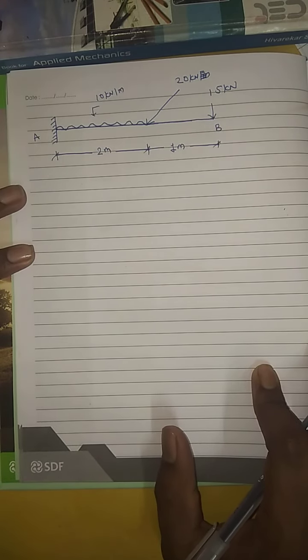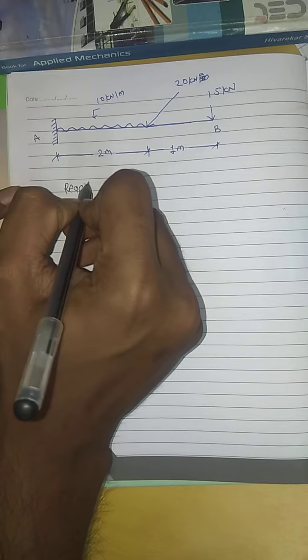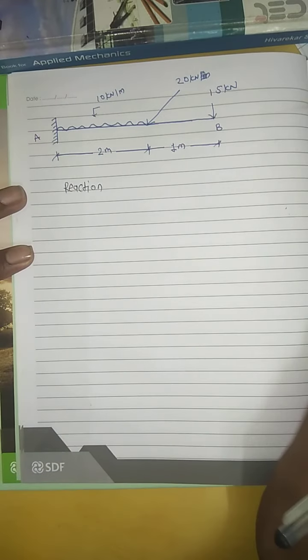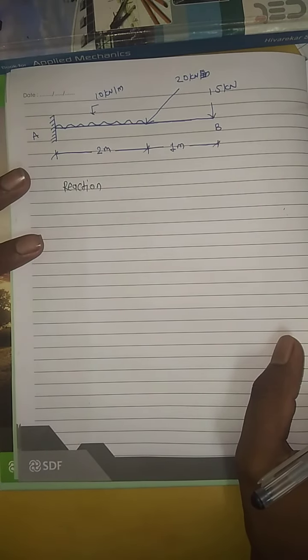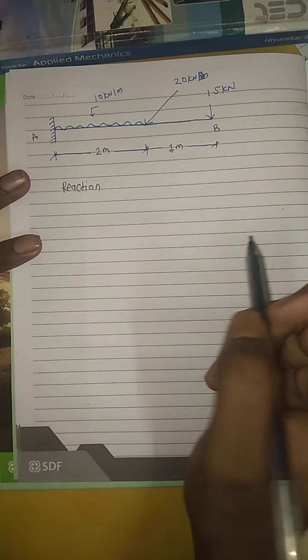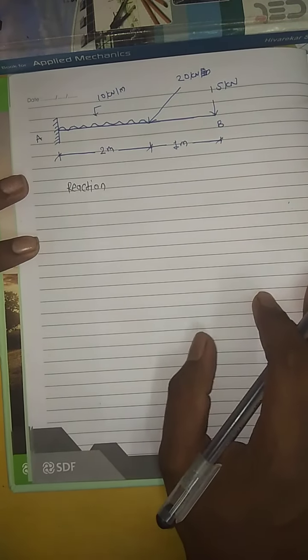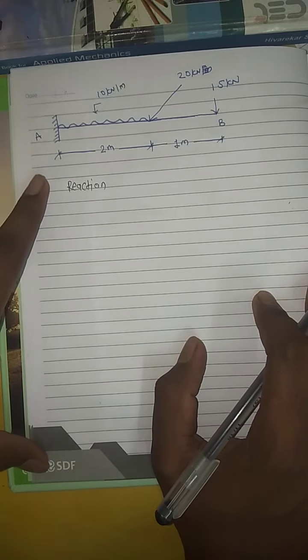In this video, we are going to see how to find the reaction. The theory we have covered in the last lecture, so you can watch that video in the description box. The link is there, or you can simply click on the I button. Okay, so let's see how to solve this problem.